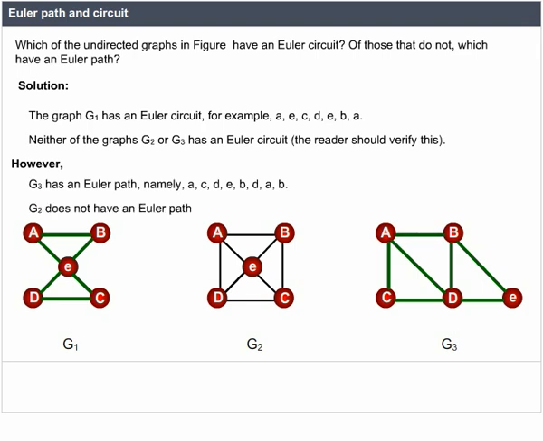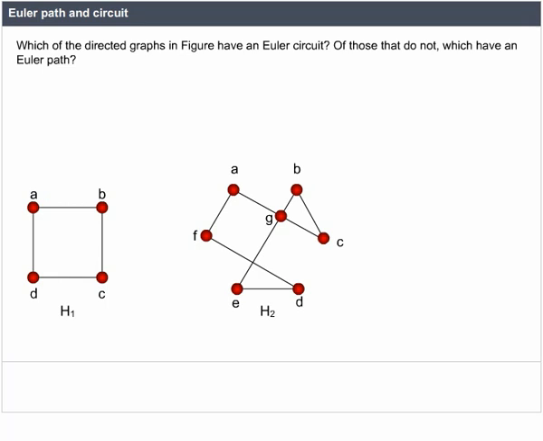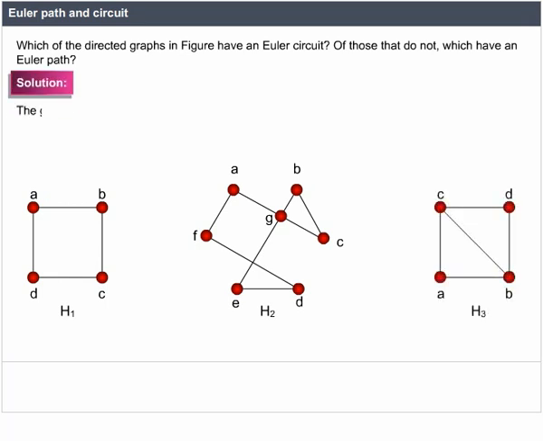Which of the directed graphs in the figure have an Euler circuit? Of those that do not, which have an Euler path? Solution. The graph H2 has an Euler circuit. For example, A, G, C, B, G, E, D, F, A.